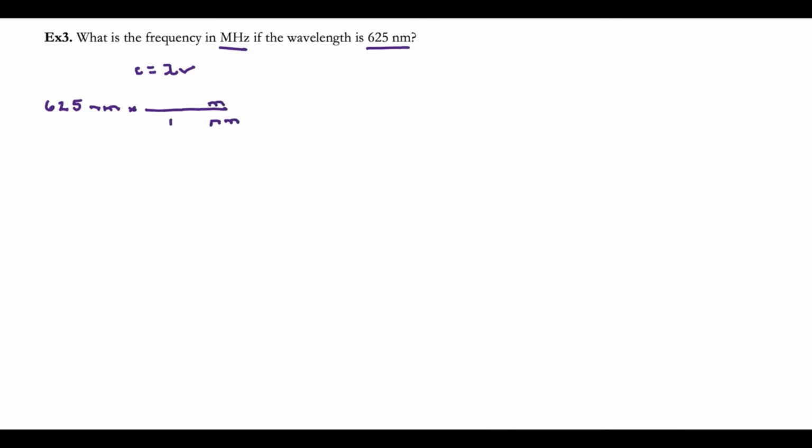So 1 nanometer is 10 to the negative 9th meters. When I do that and multiply by 10 to the negative 9th, I get 6.25 times 10 to the negative 7th meters. Okay, that looks great. Now I can plug it into my formula. So 3.00 times 10 to the 8th is my speed of light. That equals my wavelength, my lambda, 6.25 times 10 to the negative 7th, times nu, which is my frequency.